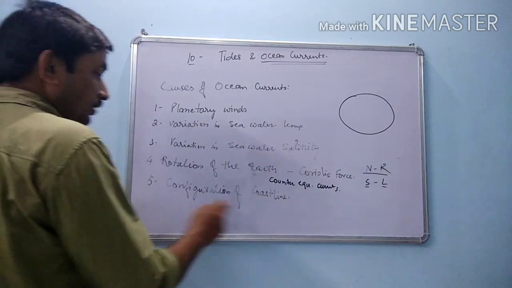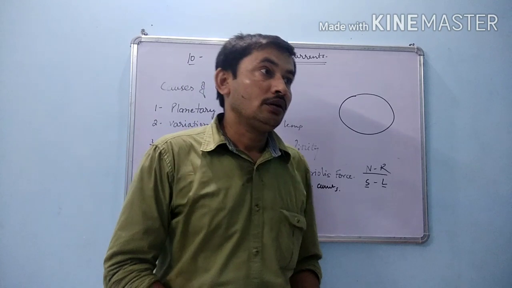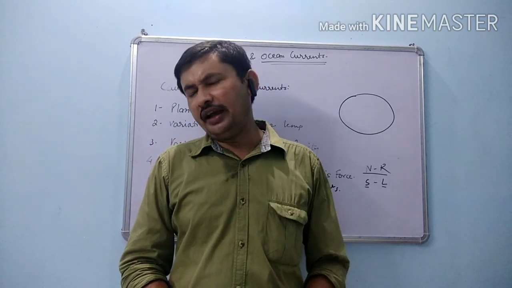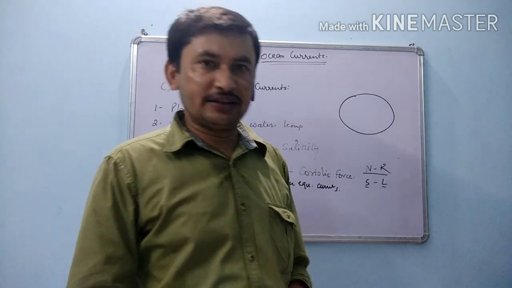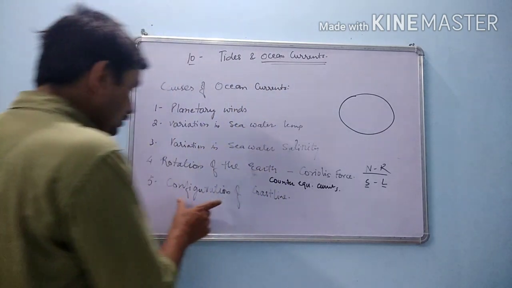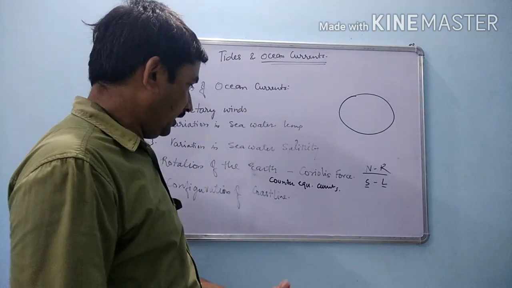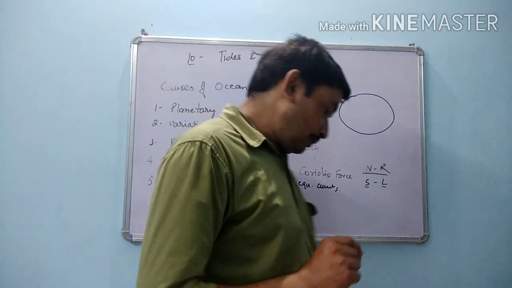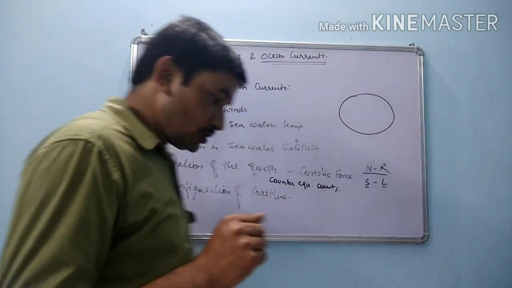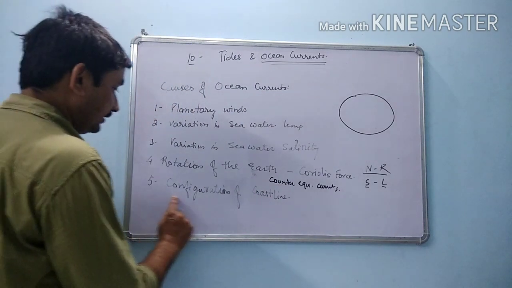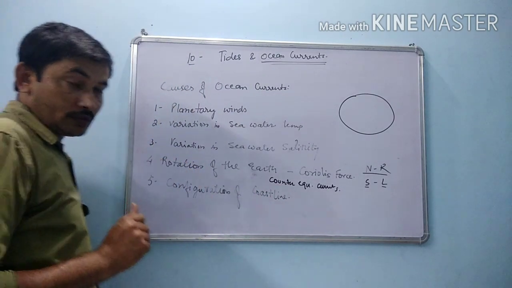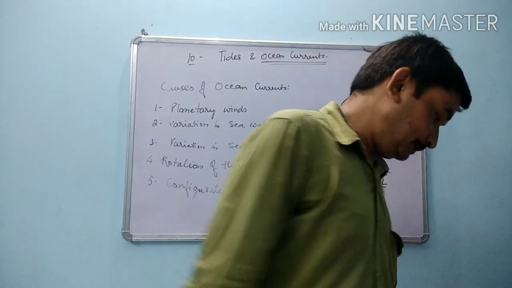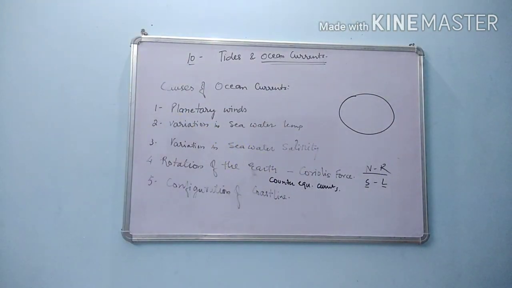Next, configuration of the coastline. Talk about the Indian Ocean. It is the monsoon effect you are getting. So, the coastline is not distributed equally. It is different. So, the monsoon current closely follows the coastline. The Indian Ocean current is the monsoon current.